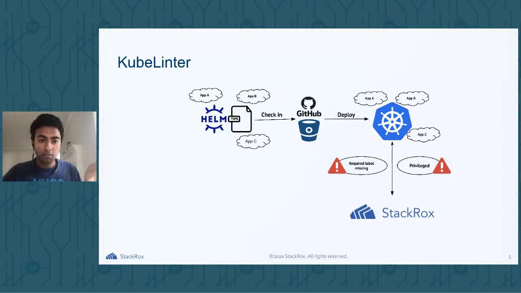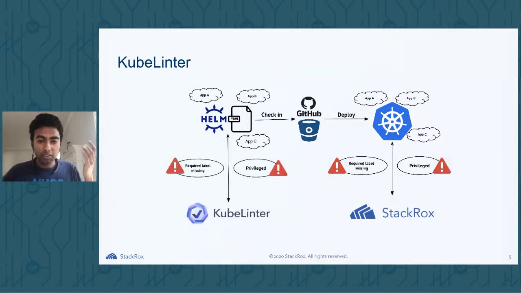Now, the other thing that we do with code is linting. And so KubeLinter tries to do the same things that we do on running deployments on the actual configurations of the application itself. So we run on these YAML files and tell you, okay, you're missing a required label, or you're privileged, or anything else that we can say just based on the configuration itself.